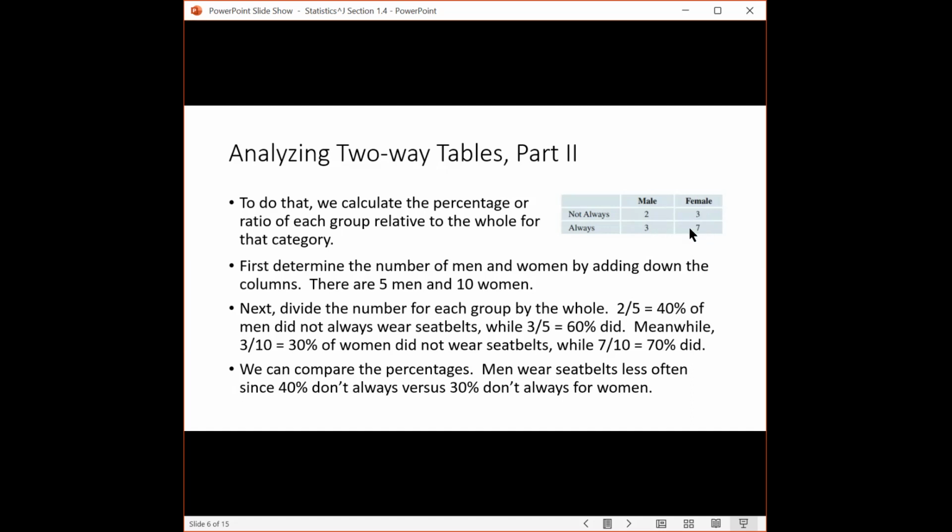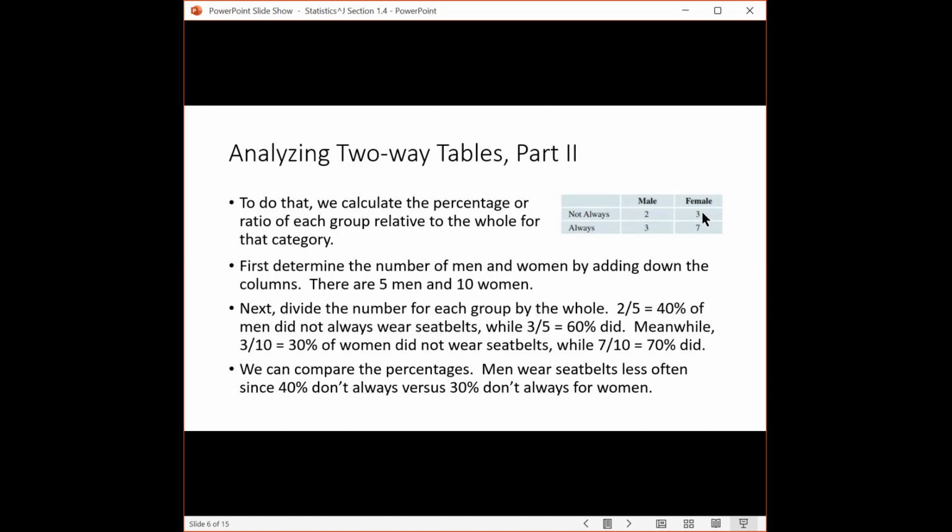And then we want to take these 4 entries and divide them by the total for their column. So we take the 2, divide it by the 5, and that gives us 40%. And we take the 3, divide it by the 5, and that gives us 60%. So that tells us that 40% of the men do not always wear their seatbelts, and 60% of the men do always wear their seatbelts.